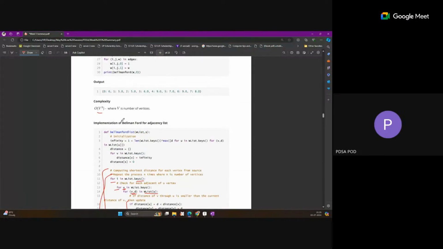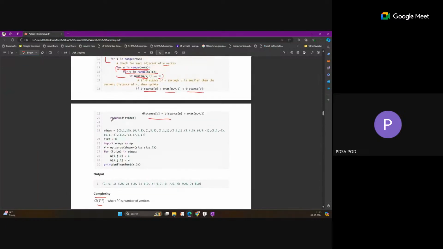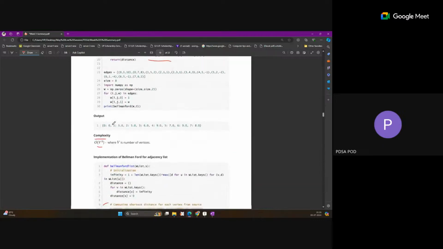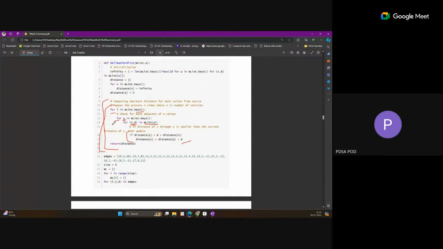Yeah. So here, when we are using the matrix, we are getting this V-squared complexity, because for each vertex, you can see we are running this number of iterations, and then we are also running this nested loop to find the neighbors. But for the adjacency list, inside this loop, we are running only this u in wlist.key. That means for each vertex, we are traversing all adjacent vertices.